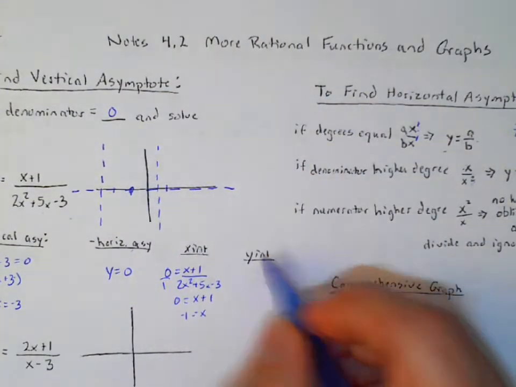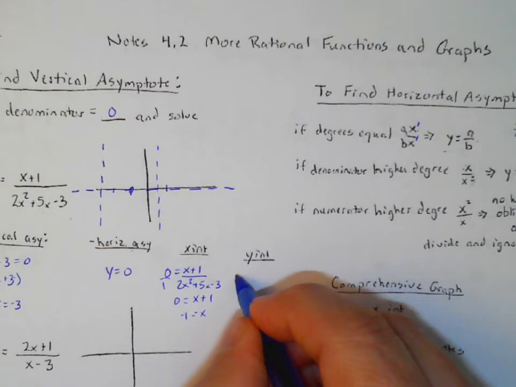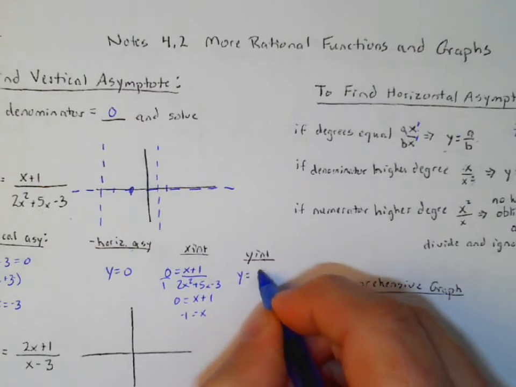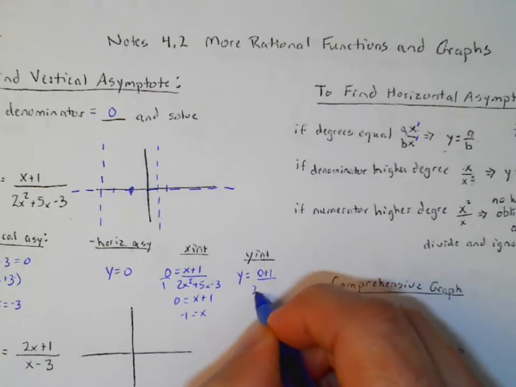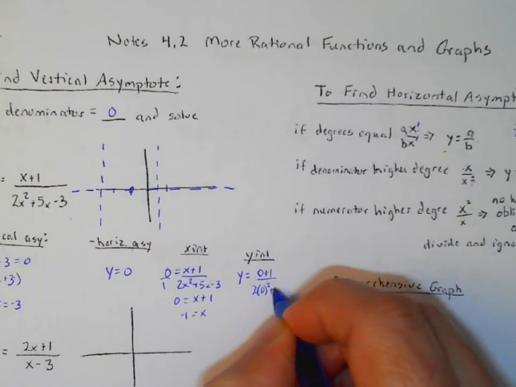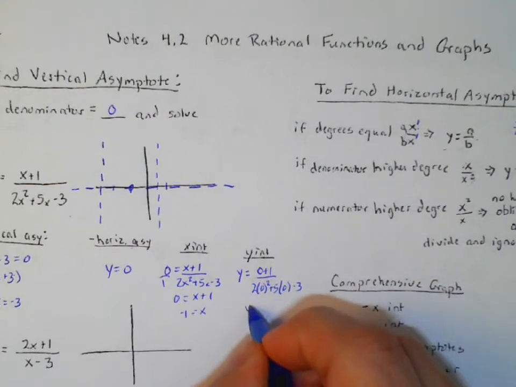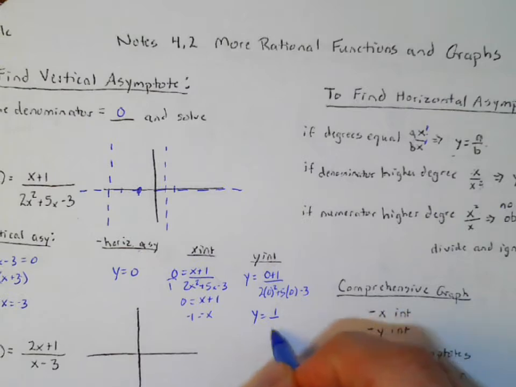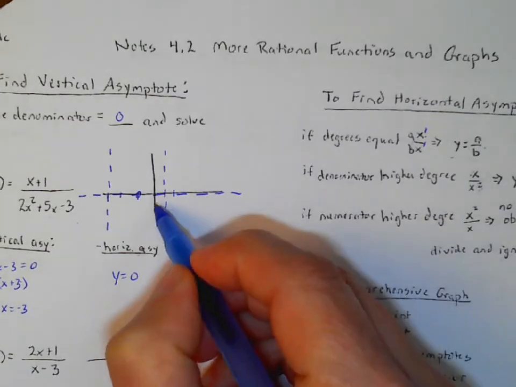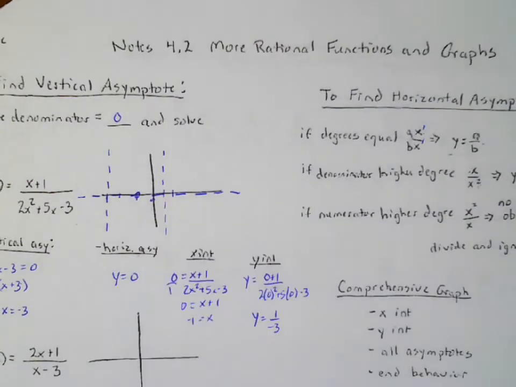The y-intercept happens when my x is 0. So my y is going to equal 0 plus 1 over 2 times 0 squared plus 5 times 0 minus 3. So basically that's y equals 1 over negative 3. So I know at negative 1/3 it's going to go through the y-axis. Now for the rest of it, you can also verify it by looking at Desmos. But to get the general graph, let's go to Desmos and graph it.